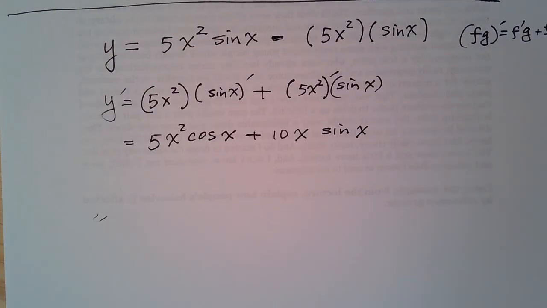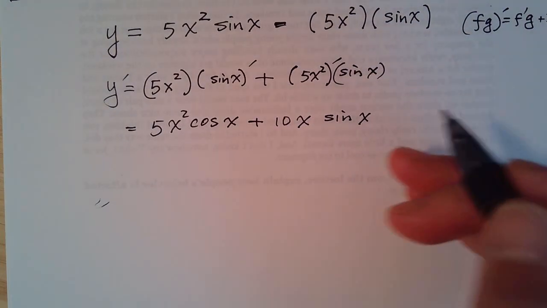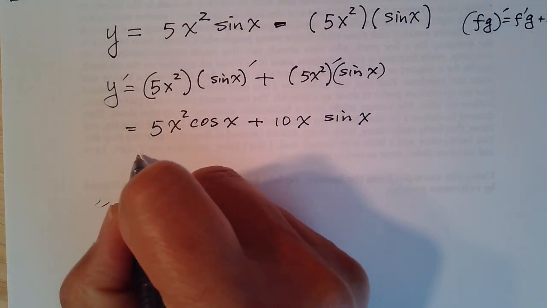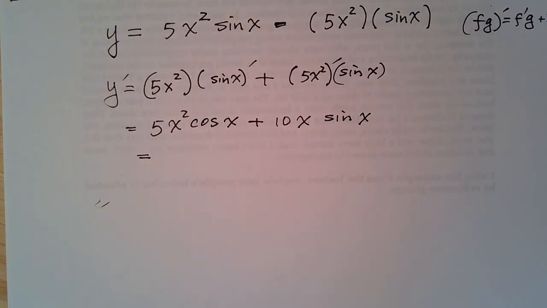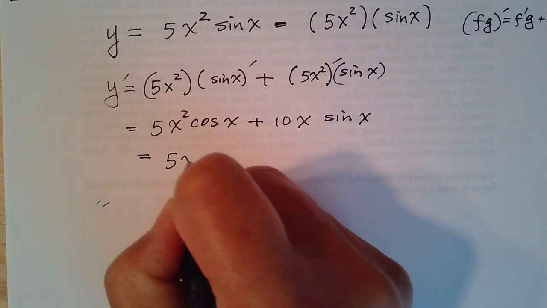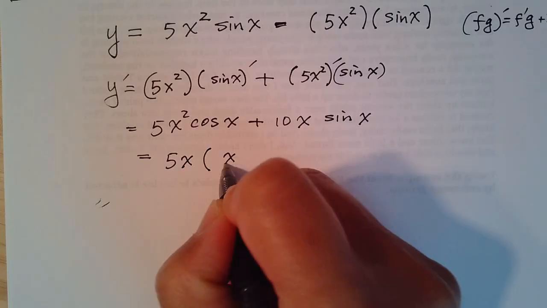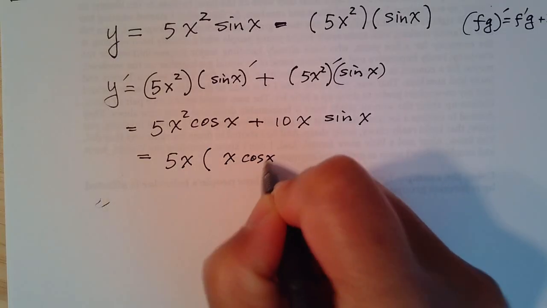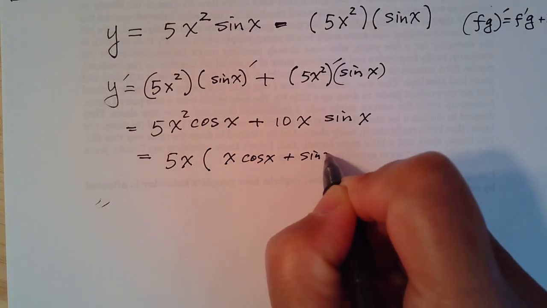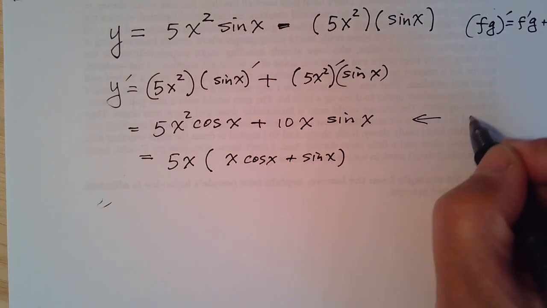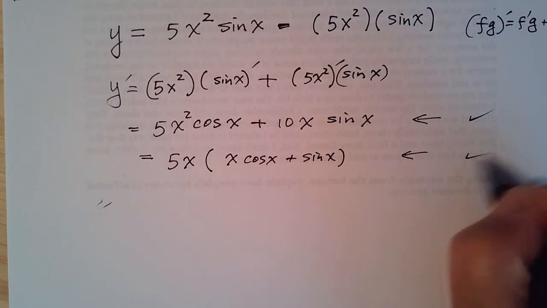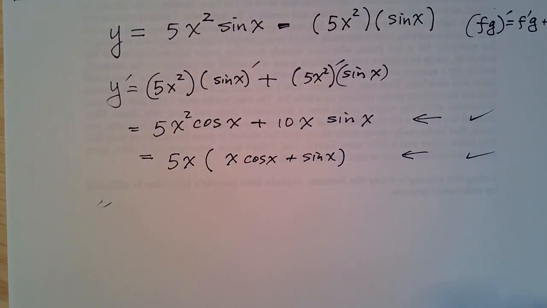Okay. And it's interesting because sometimes they ask you to pull out all the common factors. I don't know why they want to do that, but if you like, you can definitely pull out 5x, and inside you have x cosine x plus sine x. But for me, it doesn't matter. If you give me this, I treat that as correct. If you give me this, I also treat that as a correct answer. That is okay with me.